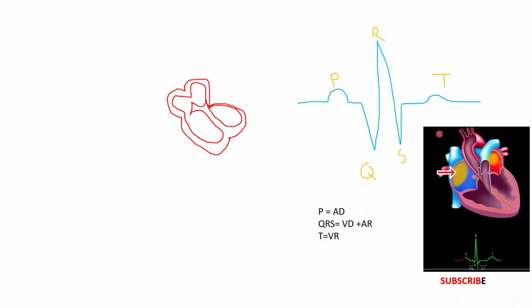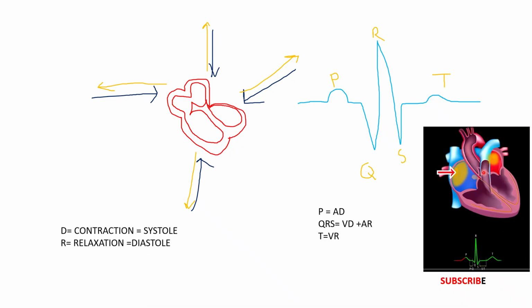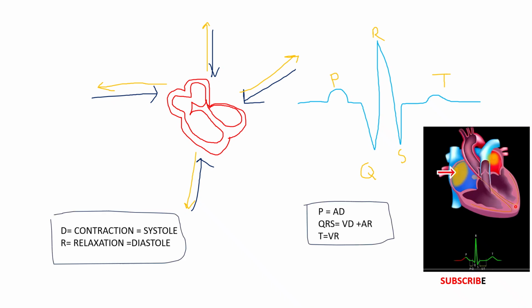But how can we understand? So here are some slight things. Depolarization means contraction or systole, and repolarization means relaxation, that is diastole. How does this happen? Let's see in this small video. In this video, here we can see how the P and QRS happen. Just look here.